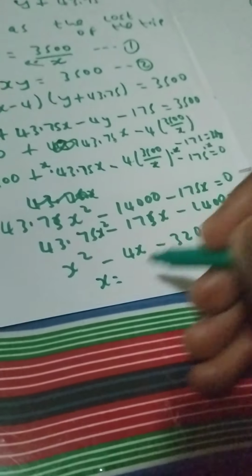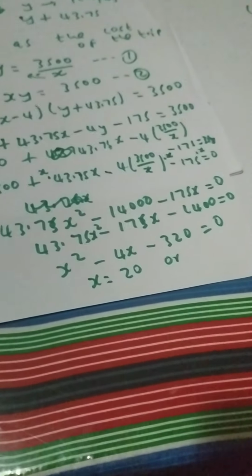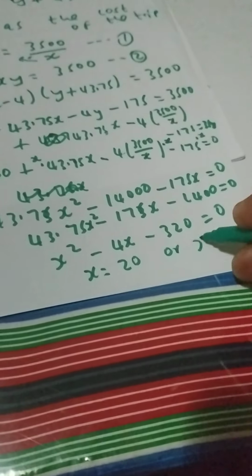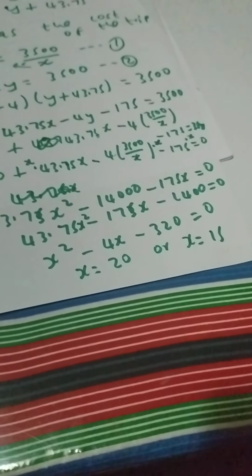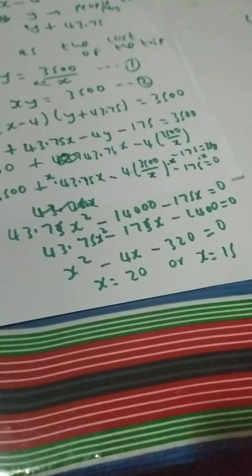Okay, it's giving me x is equal to 20. Or let's do the other one: just change the plus to minus. Minus, x is equal to 15. So I'm getting those two numbers. Yeah, they make sense. 20 and 15, they can give us 4. 20 times 15 will give us 320. So now I'm getting two answers. I hate getting two answers.